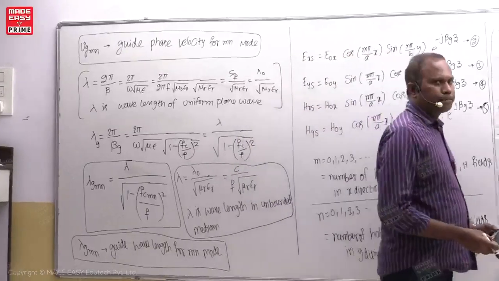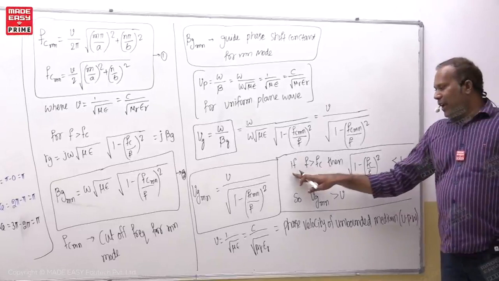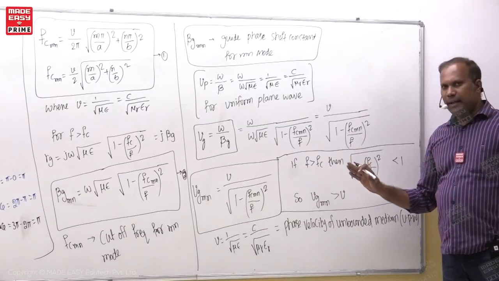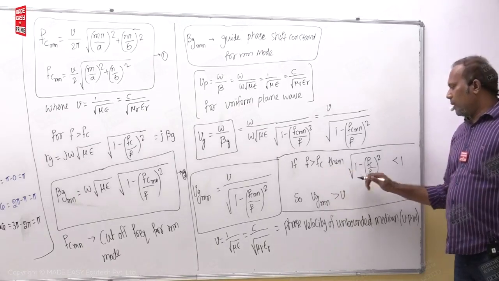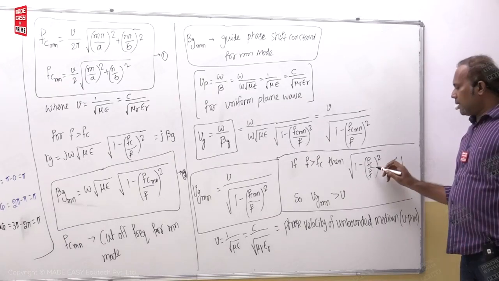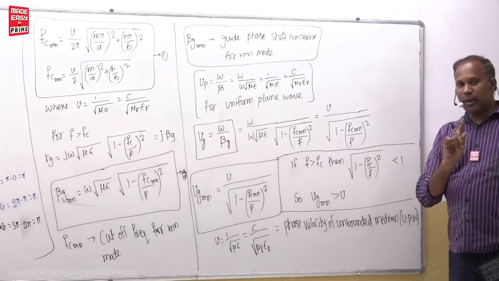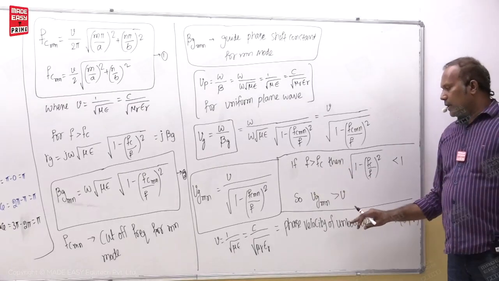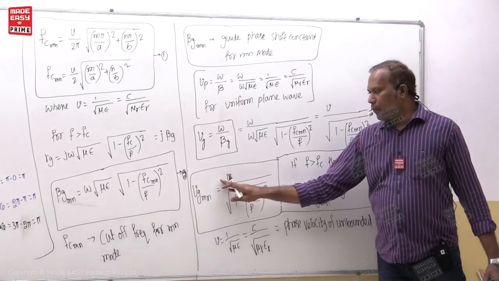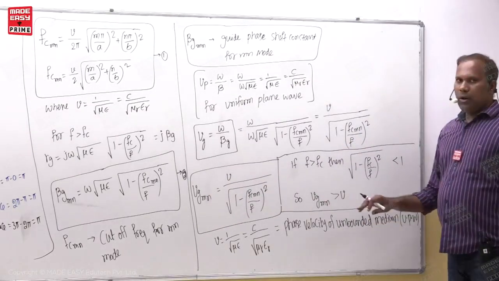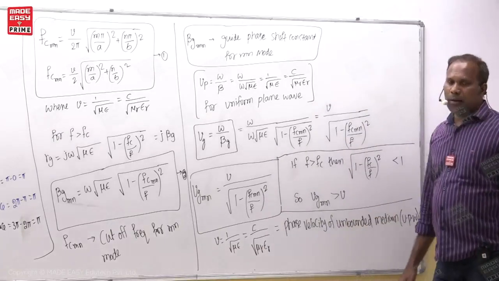Once again I am telling you, this is an important point. If f is greater than fc, then only the wave travels in the waveguide. Then fc by f is less than 1, so 1 minus a number less than 1 whole square is less than 1, and the root of that is less than 1. This factor is always less than 1 for wave propagation, that means f greater than fc. If that factor is in the denominator, then the quantity becomes more than the unbounded value. If the factor is in the numerator, then the quantity will be less. So you have to remember a few facts actually.